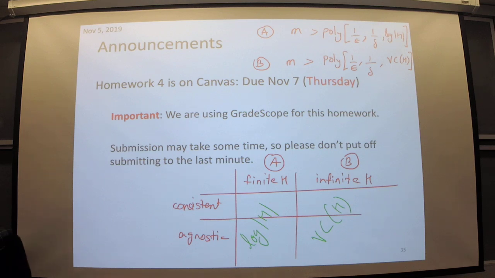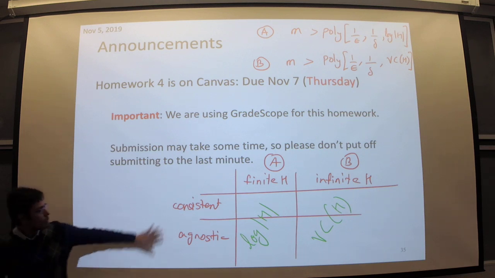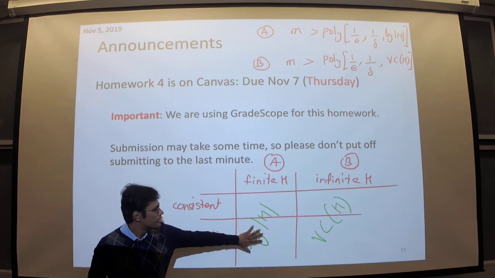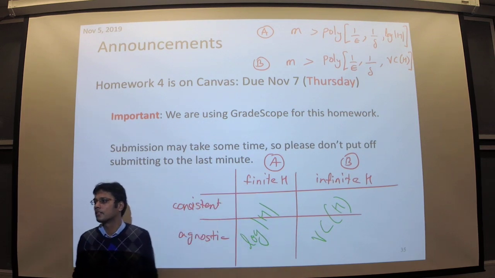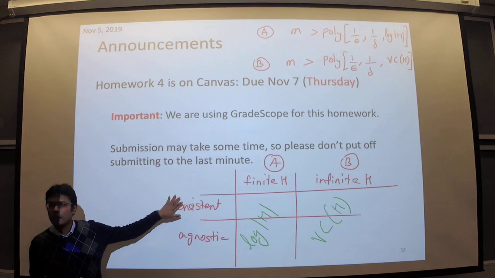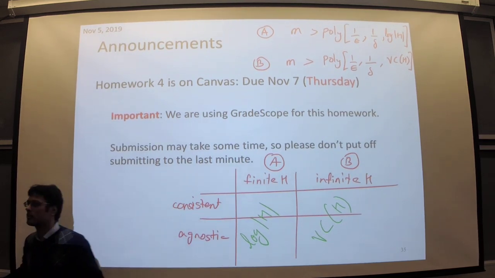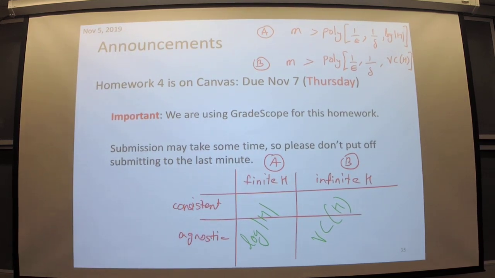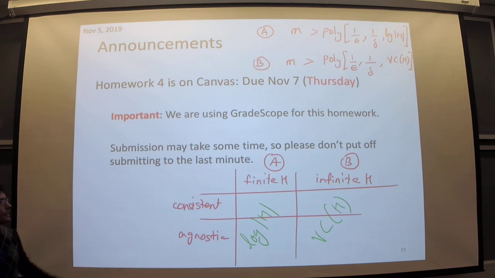If you actually look at the expressions, you will find that in both cases, this number is more than this. So if you give up the assumption of consistency, you have to pay more in the form of number of examples. So if you know that it's consistent, then you get a tighter bound.